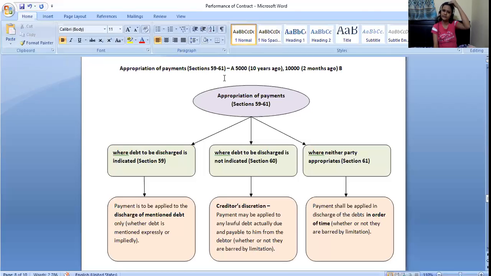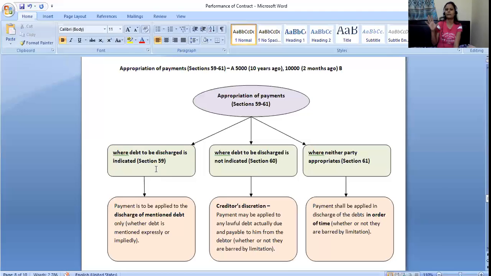Anyone remembers? Take for example, within 3 years, I should be filing a case for recovery of money. Now already 10 years has gone and the person has not repaid the amount. That means it's barred by limitation, right? Under law, he is no more liable to pay me. Now what happens? Where debt to be discharged is indicated.